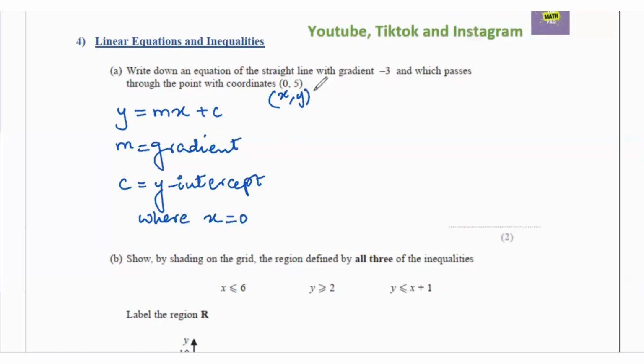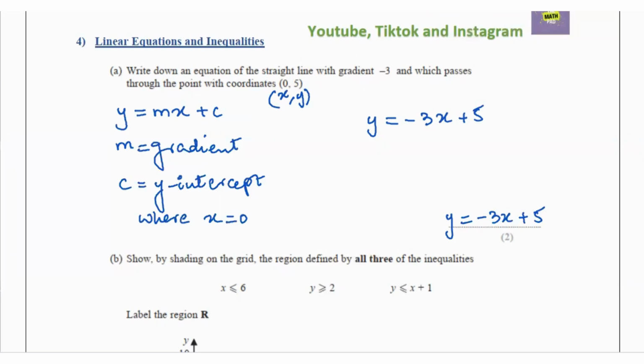So we have the gradient, we have the intercept. Y is going to be equal to negative 3x plus 5. You don't replace x with negative 3. It's m that's negative 3. So negative 3x plus 5 equals y is your equation.